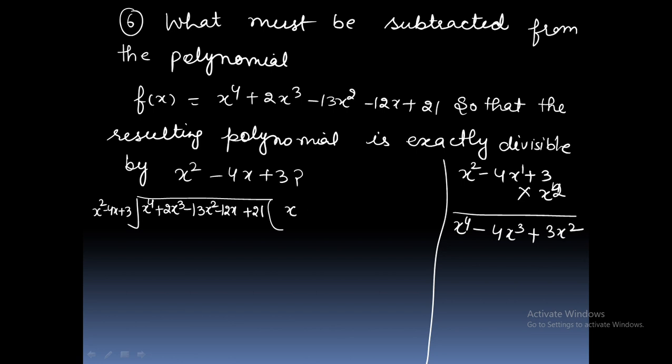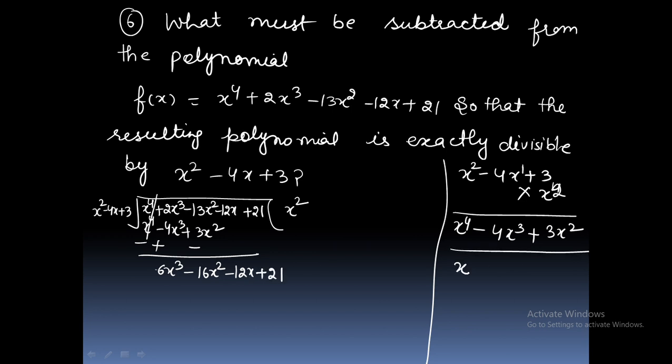Now here we write x raised to power 2, x raised to power 4 minus 4x raised to power 3 plus 3x raised to power 2. Now change the sign. 6x raised to power 3 minus 16x raised to power 2. Minus minus plus. Minus 12x plus 21.